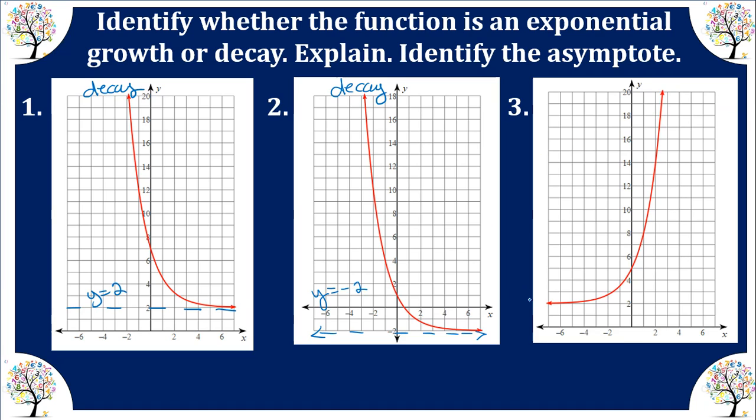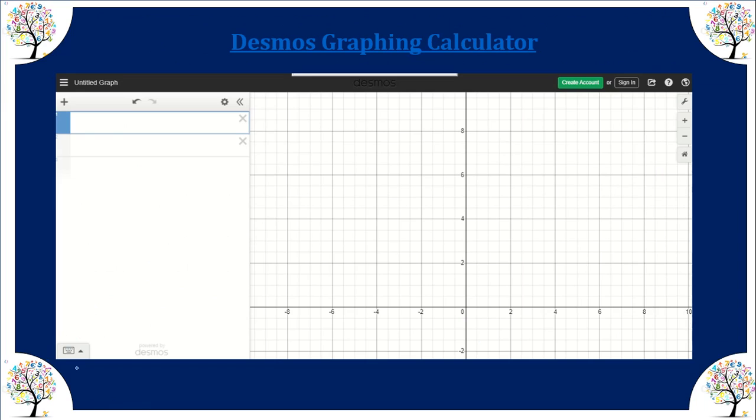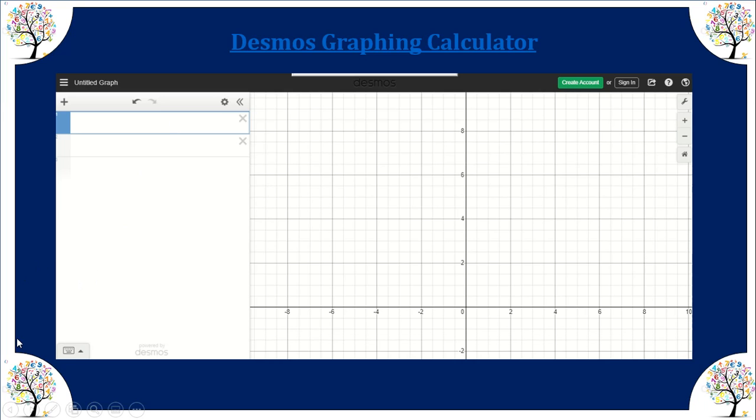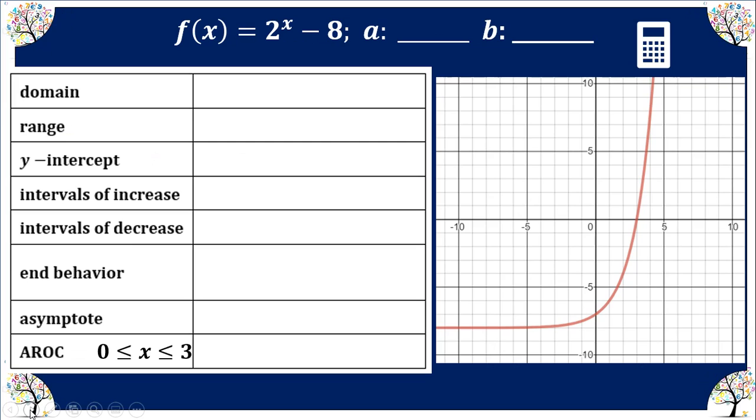Our third example, we see our graph is increasing. This is a growth. And our asymptote is y equals 2. Now, we can take a look at Desmos. So you can always use the Desmos calculator to graph your functions to notice the key features. So let's take a look. Let's go back here.